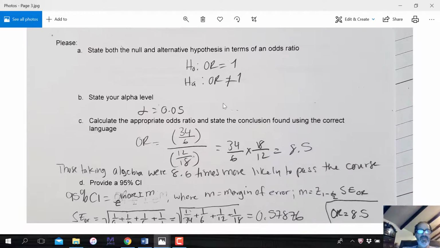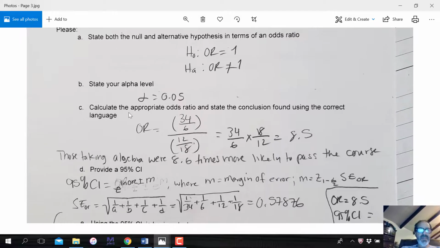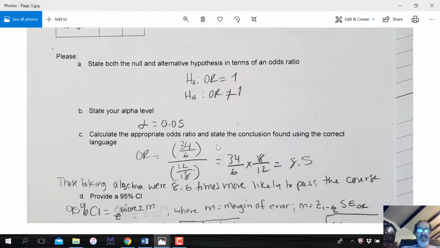And we'll need that because I'm asking you to calculate something. We're not doing a statistical test per se here, but I'm asking you to do certain calculations. We need this alpha. So calculate the appropriate odds ratio. So the odds ratio is the probability of success divided by the probability of failure.